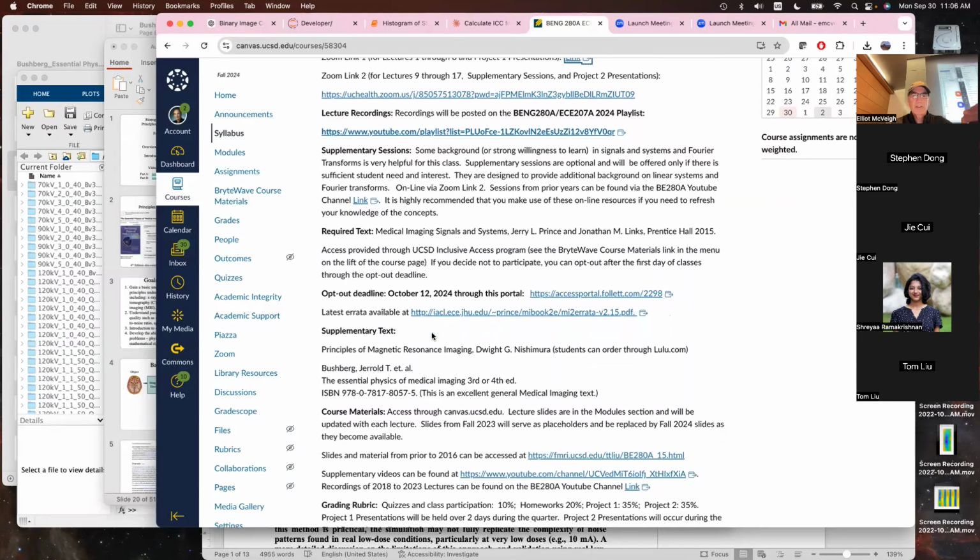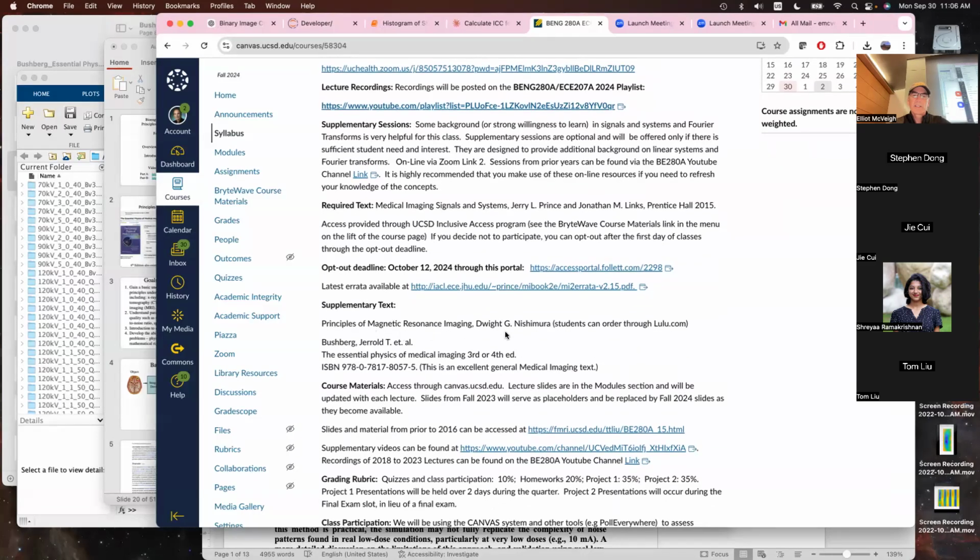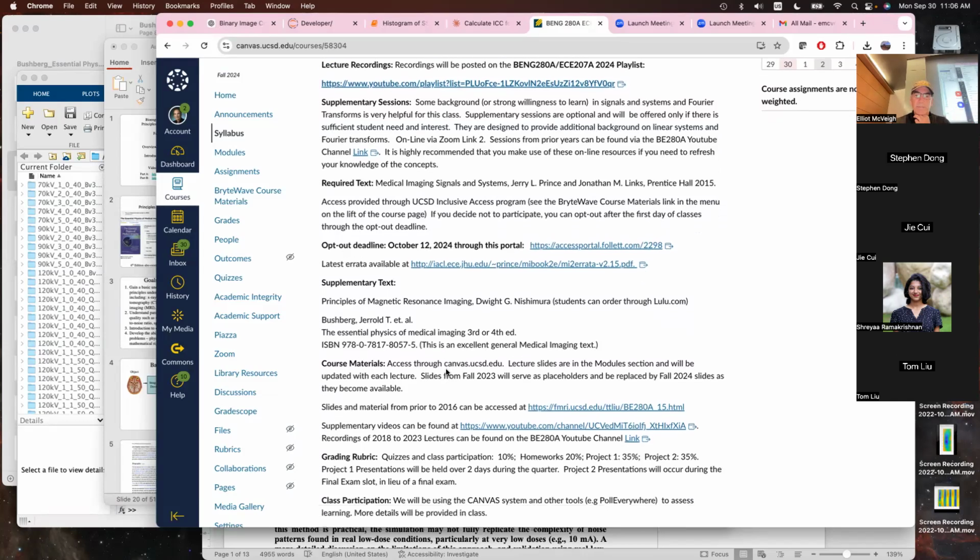There are some other supplementary texts, one of which is by Dwight Nishimura. You can get it online for about $30. It's a great little introduction to magnetic resonance imaging. It's been around for about 30 years, something like that. And then there's another text, which I'll talk about later, which is a big medical physics text.